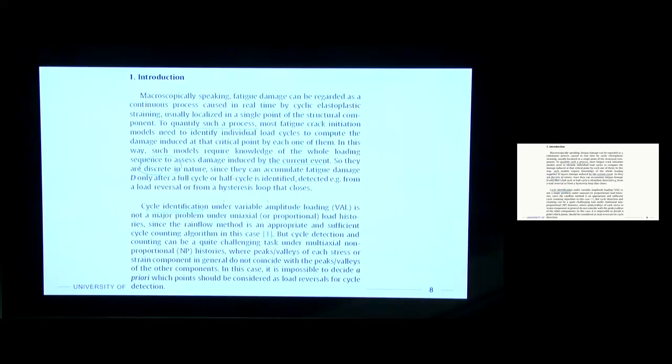Since the rainflow method is an appropriate and sufficient cycle counting algorithm in this case. But cycle detection and counting can be quite a challenging task under multi-axial non-proportional histories. So NP, what does that mean? Non-proportional history, where peaks and valleys of each stress or strain component in general do not coincide with the peaks and valleys of the other components. In this case, it's impossible to decide a priori, that means before you've seen all the data, which points should be considered as load reversals for cycle detection.